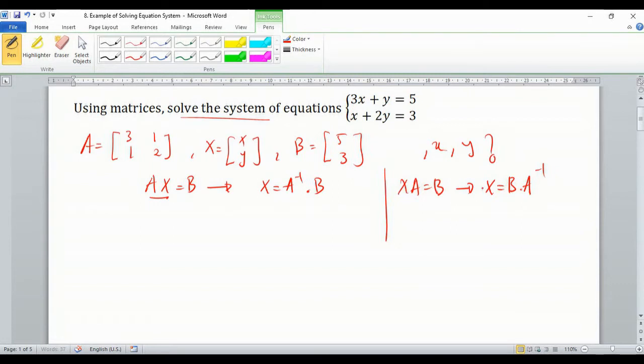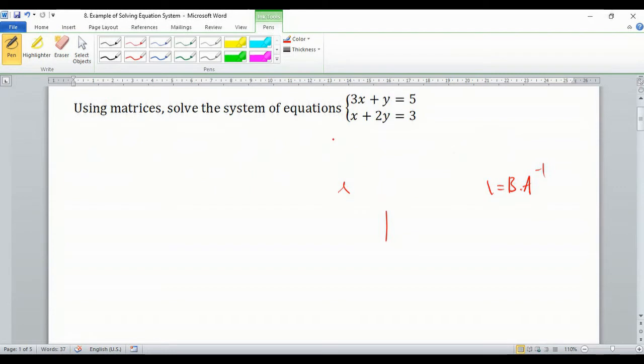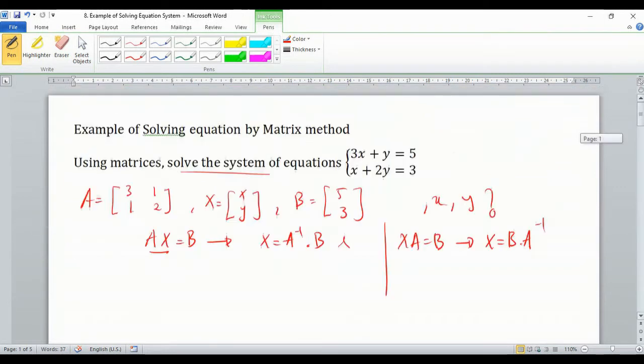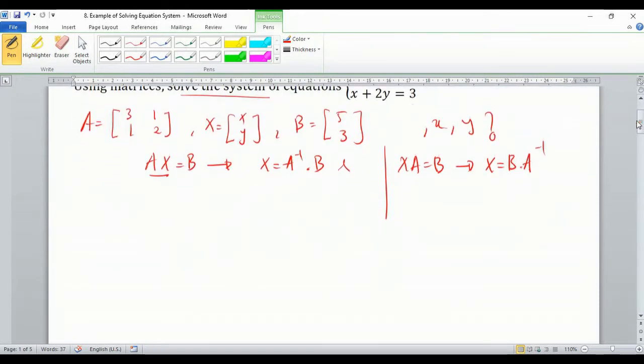You already know how to use that formula, so we just continue to find X. From here, we can write X equals the matrix A inverse, times the matrix 5, 3.